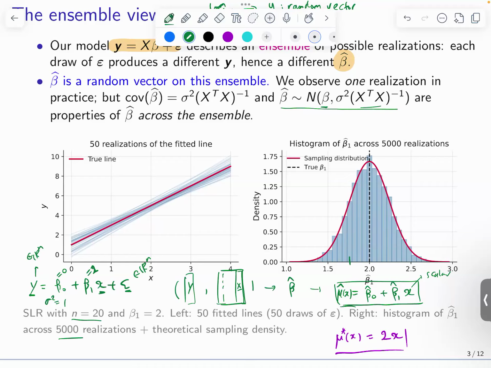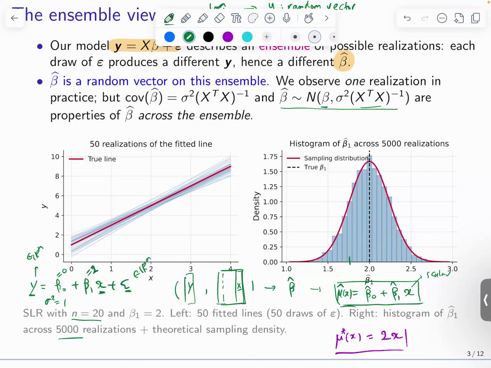And then, if we fix the x values, x transpose x inverse is going to be a 2 by 2 matrix. From that, given the sigma squared, you can read off exactly what the variance of this normal would be. And then you can plot that red line, which is the theoretical sampling distribution. That's the distribution of the beta hat under our model, and it matches what you observe.